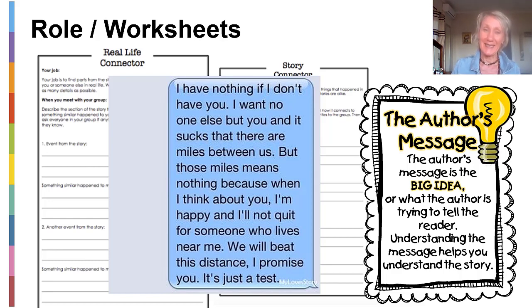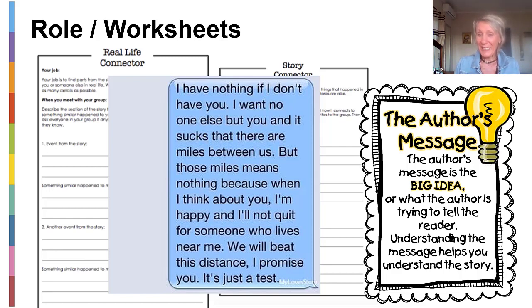This is what the text says. I have nothing if I don't have you. I want no one else but you. And it sucks that there are miles between us. But those miles mean nothing because when I think about you, I'm happy. And I'll not quit for someone who lives near me. We will beat this distance. I promise you. It's just a test.